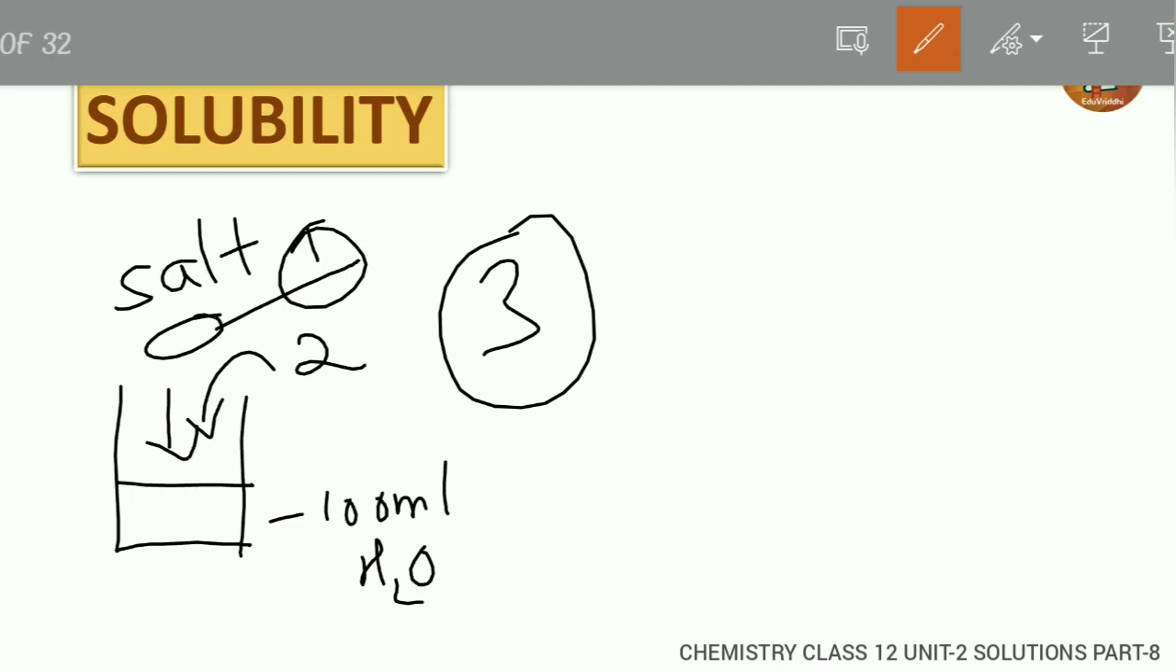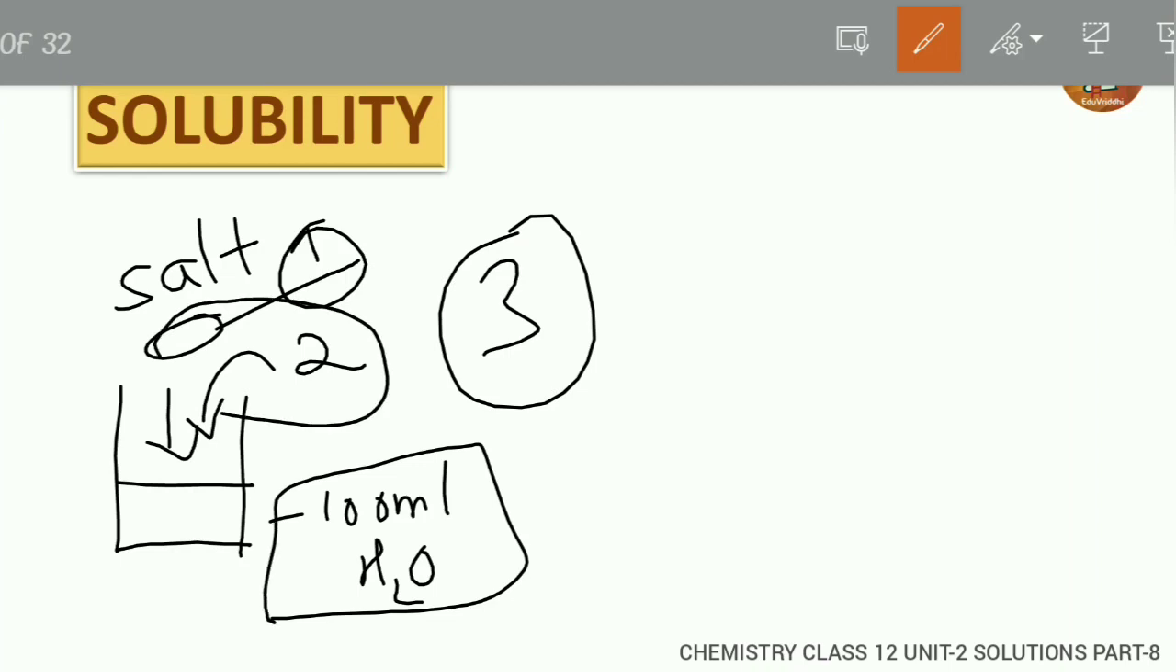So what is understood here? The capacity of this 100 ml of water is to dissolve only 2 spoons of the salt, not the third spoon of salt. So this helps in understanding the term solubility. If you go on adding salt, up to a particular stage the salt will dissolve in a given amount of solvent, but after a certain stage it won't get dissolved in that particular amount of solvent.